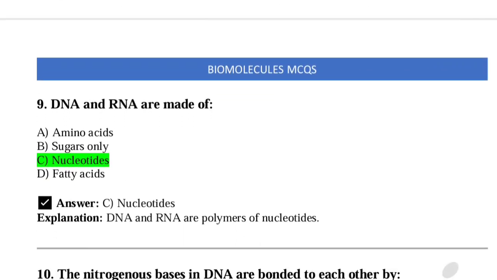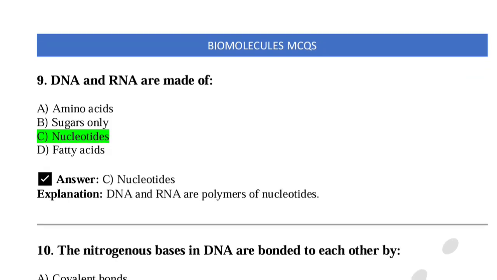Now come to question number 9. DNA and RNA are made up of. In the previous question we already know the answer to this question: the nucleotides. DNA and RNA are polymers and they are made up of many monomers of nucleotides. So DNA and RNA are polymers of nucleotides.